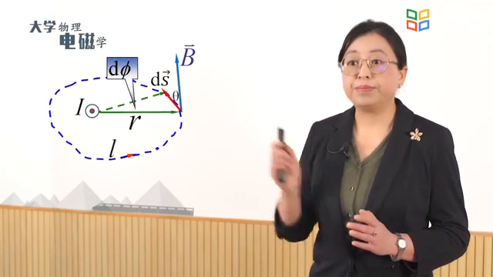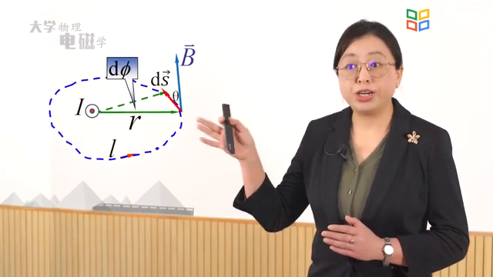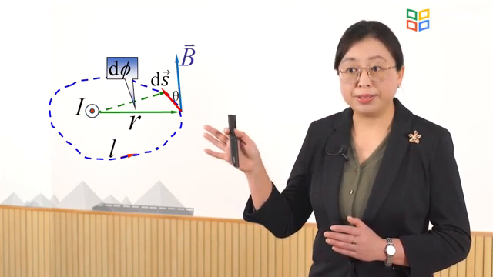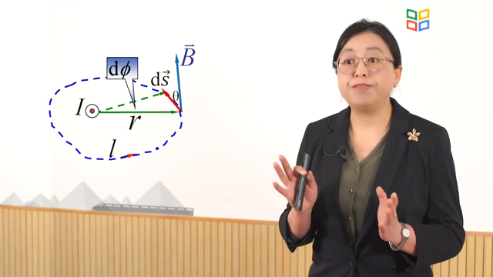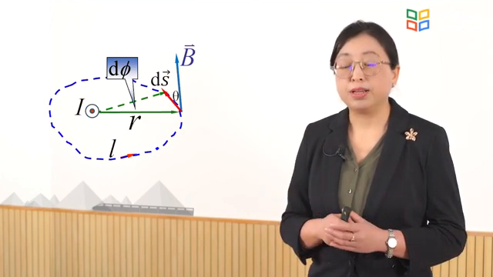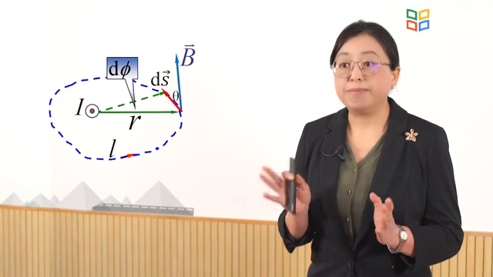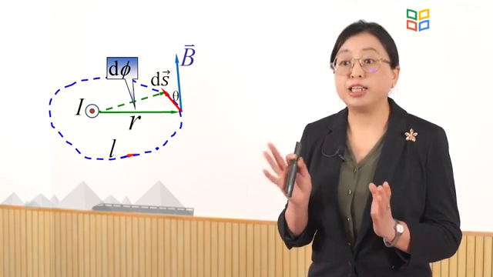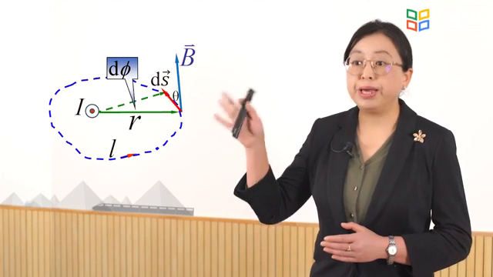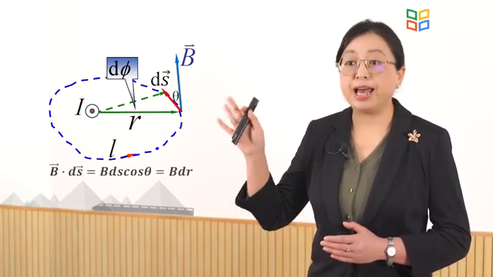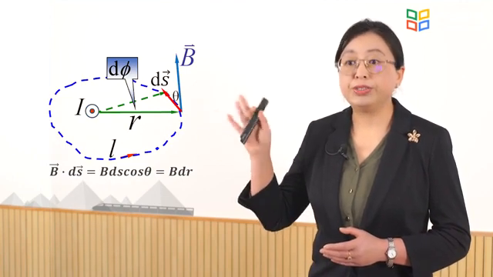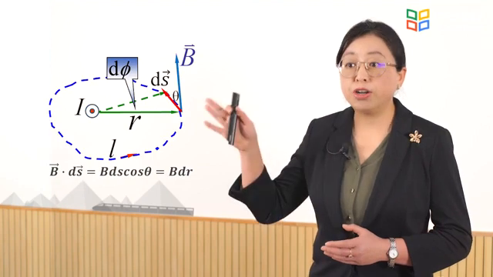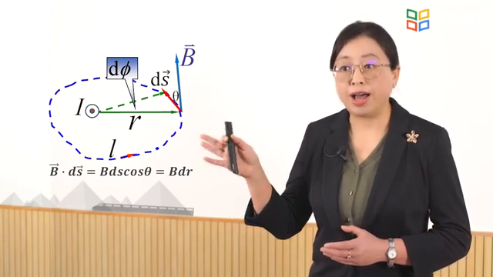Please look at this figure. We choose a closed loop with an arbitrary shape. We follow the same steps to evaluate the line integral of B over the closed loop. We divide the loop into an infinite number of length elements. The length element vector ds makes the angle theta with B at each point along the path. So B dot ds becomes B ds cosine theta. ds cosine theta equals dr, which is the projection of ds onto the tangential line.